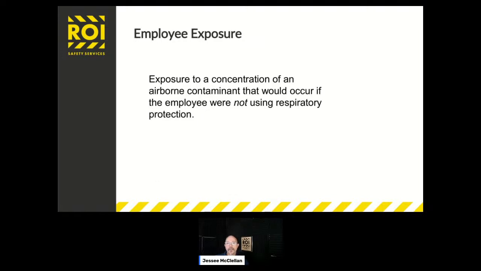Okay. An employee exposure to concentrations of an airborne contaminant that would occur if the employee was not using respiratory protection. So, if you are dealing with any kind of chemical, any kind of dust, anything that would cause you respiratory harm, the first thing that an employer must do is we need to do an assessment. This applies for everything in the workplace. We must do a job hazard analysis or an assessment, a risk assessment. Do I need to wear a respirator and why?